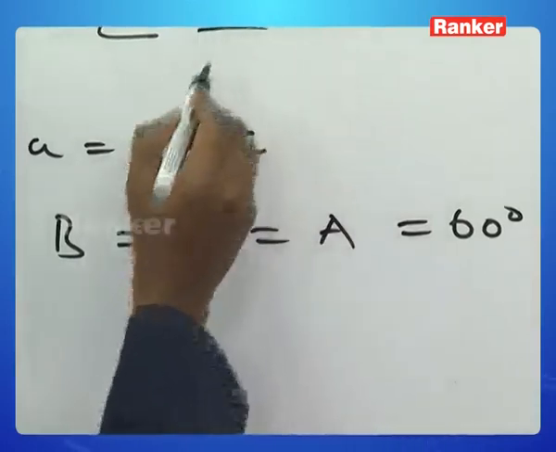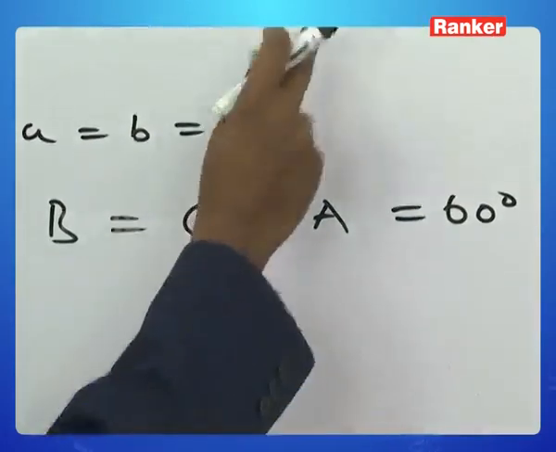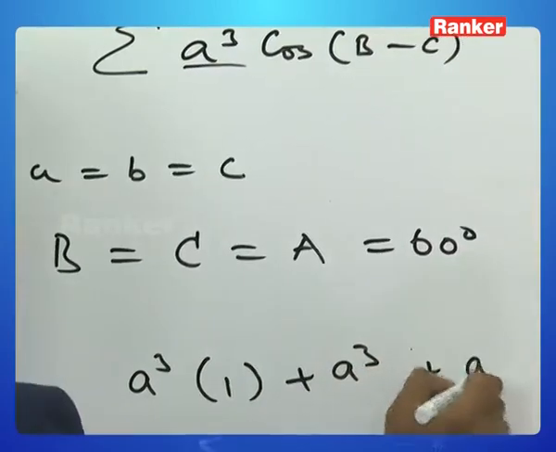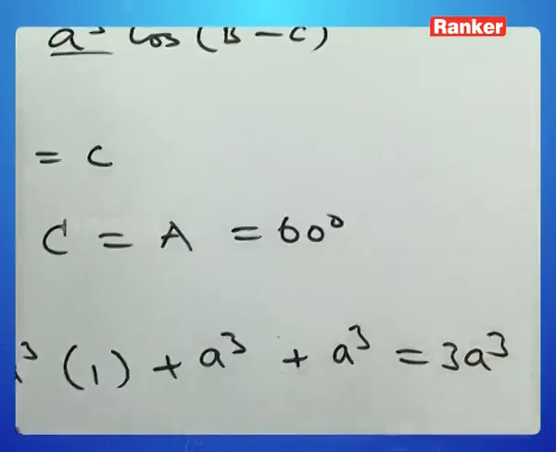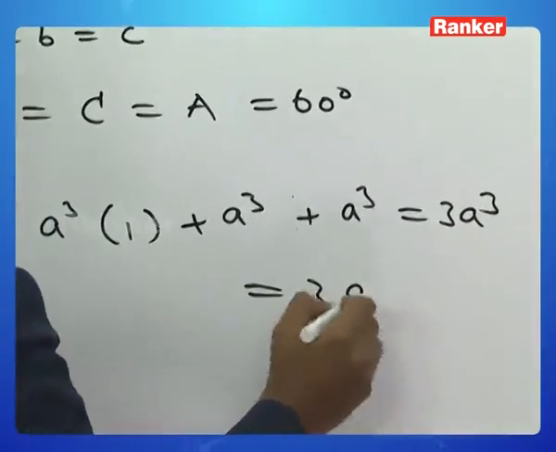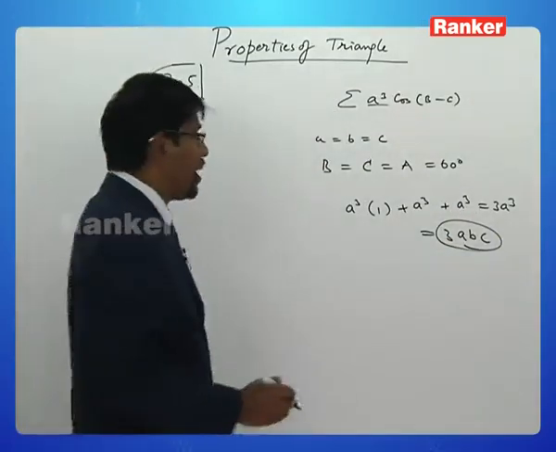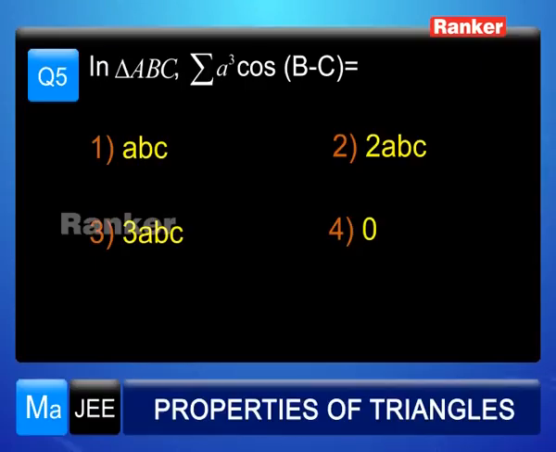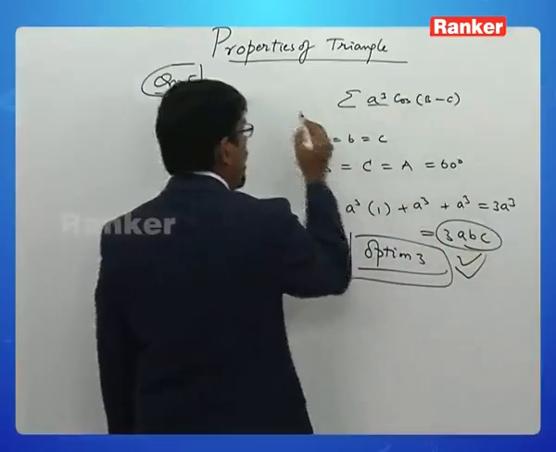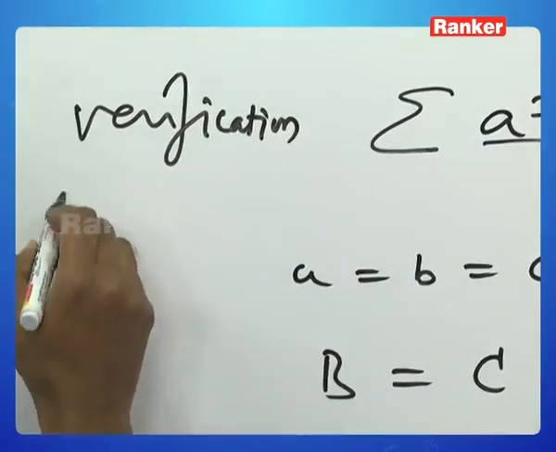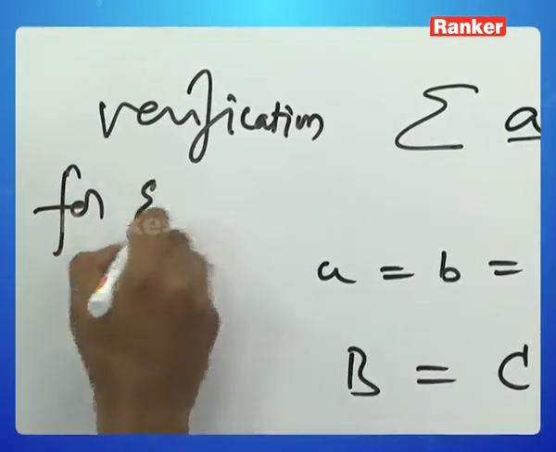So what do you get in that case? We will get a cube into cos of B minus C, which is 1. Again a cube plus a cube, so that makes it 3a cube. Can we write that as 3 into abc? Because b and c are both equal to a. So clearly option 3 is the right answer. I am doing it by verification for an equilateral triangle.